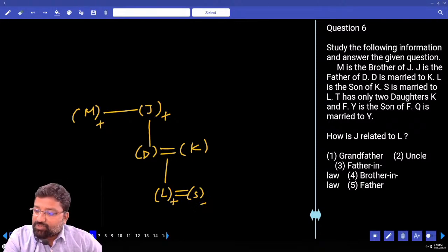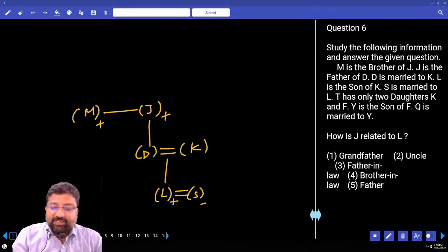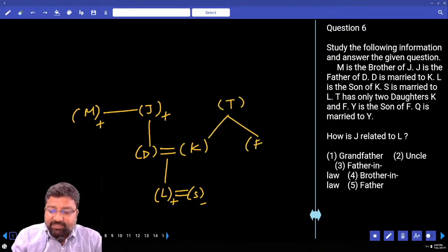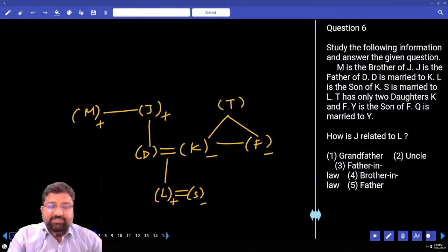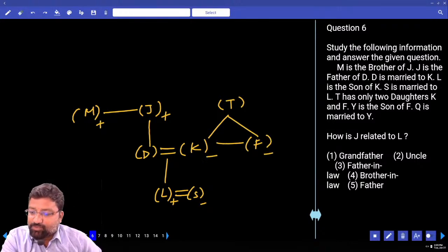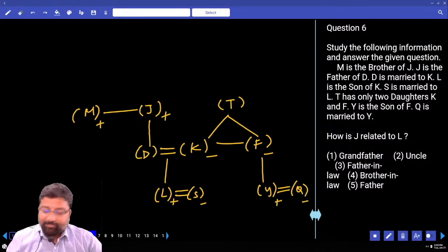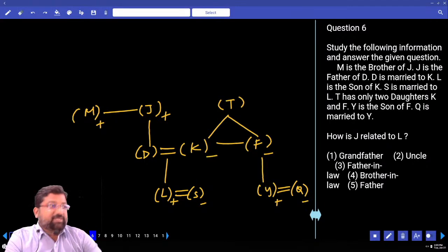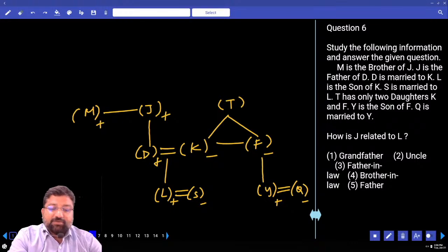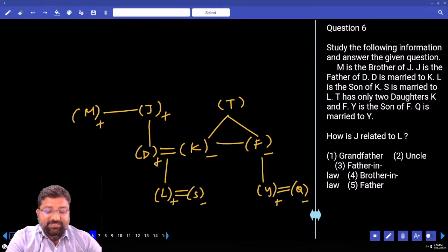T has only two daughters, K and F. K and F are siblings and these two are daughters. Y is the son of F. Q is married to Y. Among all the given persons, I am not sure with the gender of T. All others' gender is known to us.